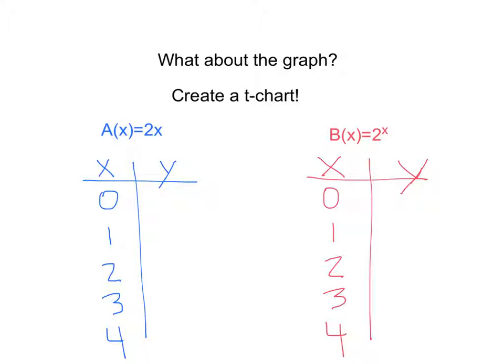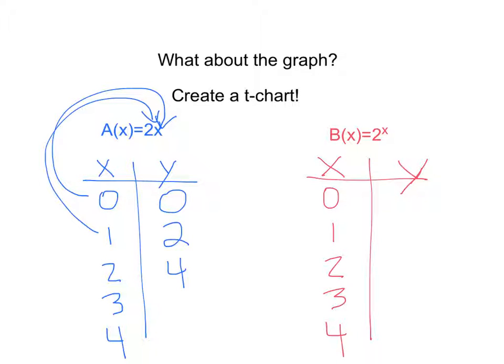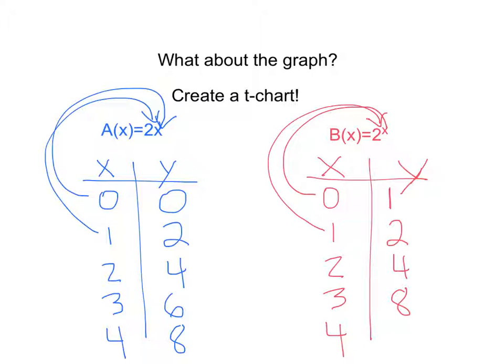If I plug 0 in for x, I get 2 times 0, which is 0. If I plug 1 in for x, I get 2 times 1, which is 2, and we can continue on. Over here, we can do the same thing. If I plug 0 in for x, I get 2 raised to the 0 power, which is 1, thanks to our laws of exponents. Plug in 1, 2 raised to the first is 2. Then we get 4, 8, and 16. And these points are what we're going to use to build our actual graph. So let's look at doing that.